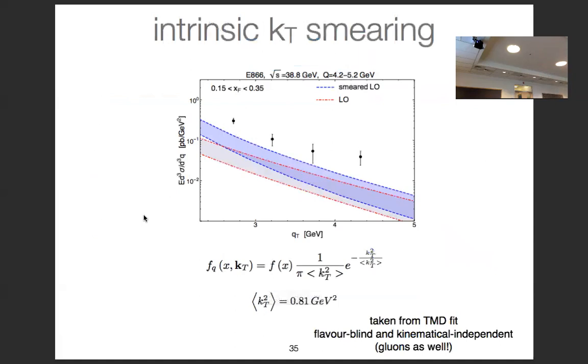And we were so desperate that we also tried to provide by hand an intrinsic KT. So we throw an intrinsic KT in the collinear PDF and see what happens. Of course, this cannot work because the intrinsic KT cannot have an impact at large QT. And as you can see, with the intrinsic KT, it approaches the next-to-leading order as you go higher in QT.